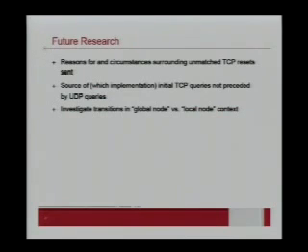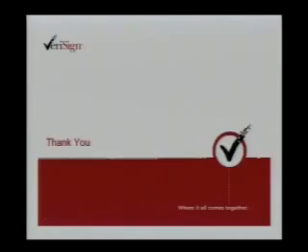So further research we'd like to do in future endeavors is to find out the reasons and circumstances surrounding these unmatched TCP resets. It really bothers us, and we want to find out what the source is. And we would like to know why people are doing TCP queries without being preceded by UDP queries. We'd also like to do more investigation between our global node versus our local node context. We'd like to see if some of the traffic in the local nodes is leaking out to the global nodes or vice versa. And that's all I have for this presentation.